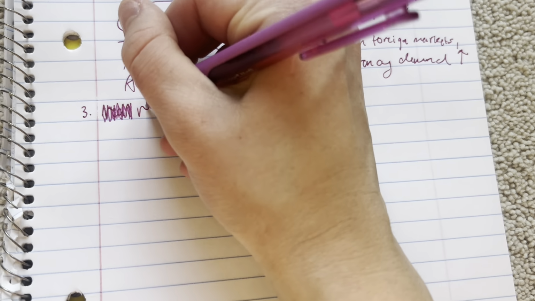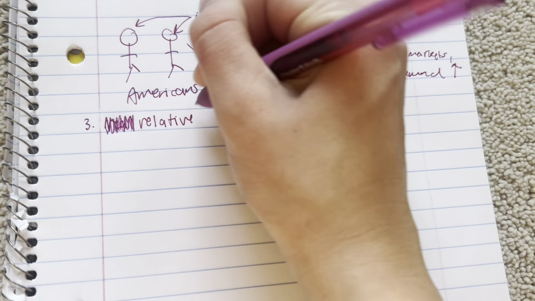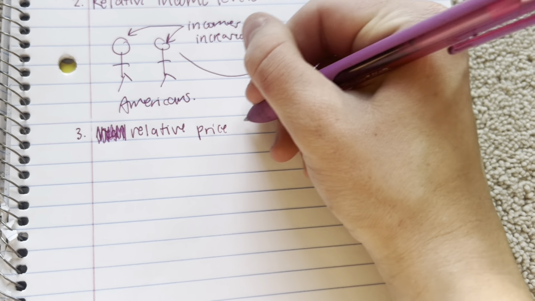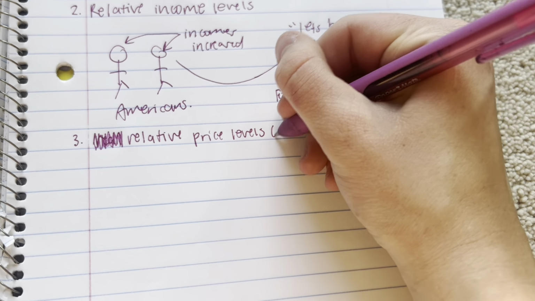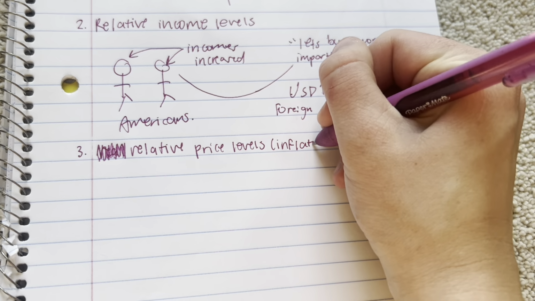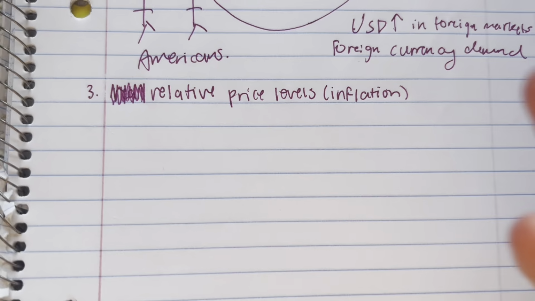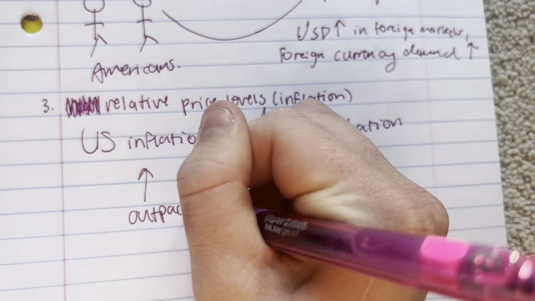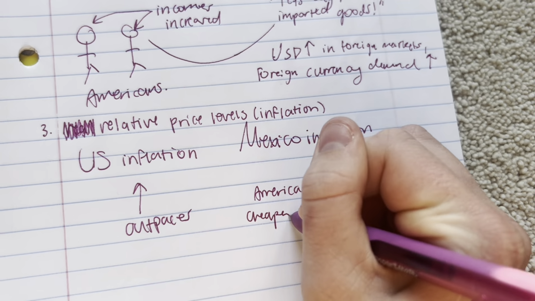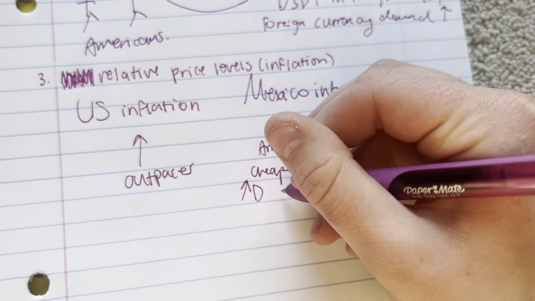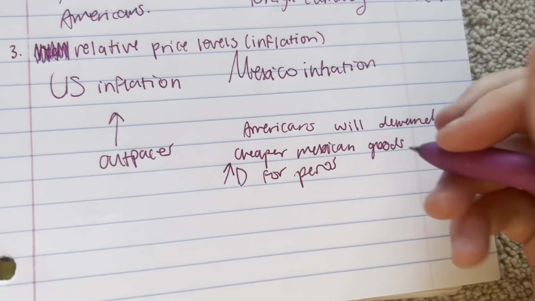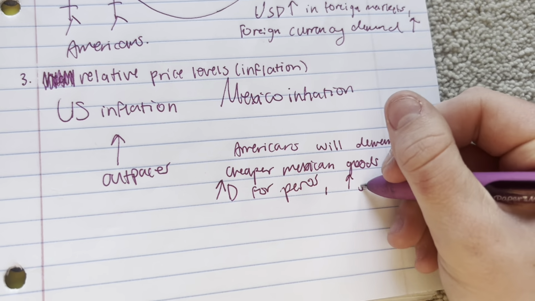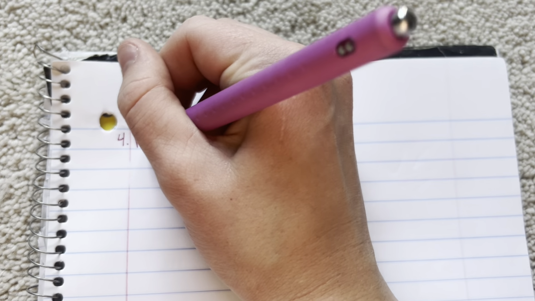The next one is relative price levels. A higher rate of inflation in one country makes its domestic goods more expensive, causing consumers to shift to cheaper imports from other countries. For example, if US inflation outpaces Mexican inflation, Americans will demand cheaper Mexican goods. This increases the demand for Mexican pesos and the supply of US dollars, leading to a stronger peso and a weaker dollar. The last shifter is relative interest rates.